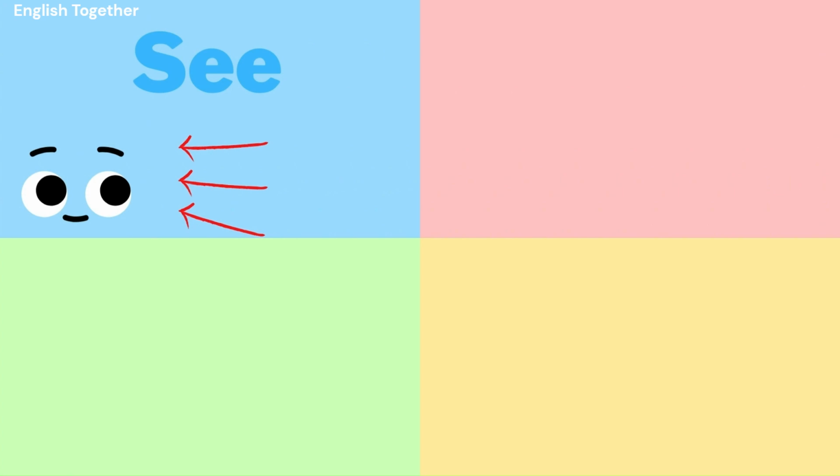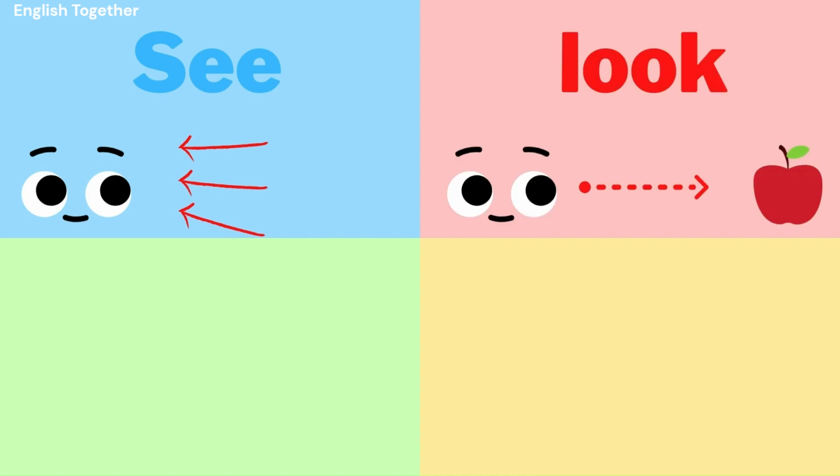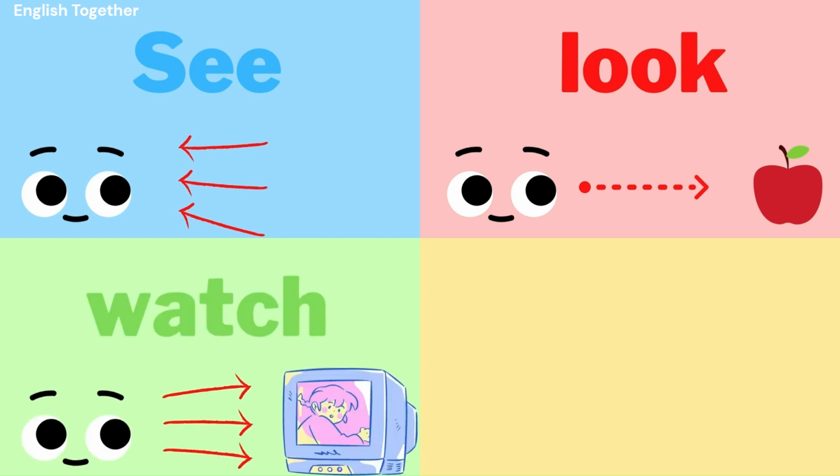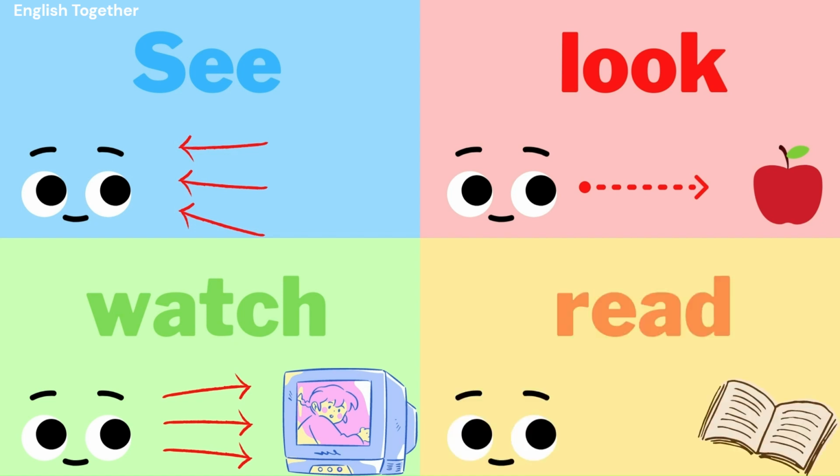In short, if you are talking about something that your eyes simply observe, you can use see. If you are directing your eyes at something, use look. And if you are paying attention to something, like a game or television program, for a period of time, use watch. If you are looking at words or symbols and understand them, you use read.